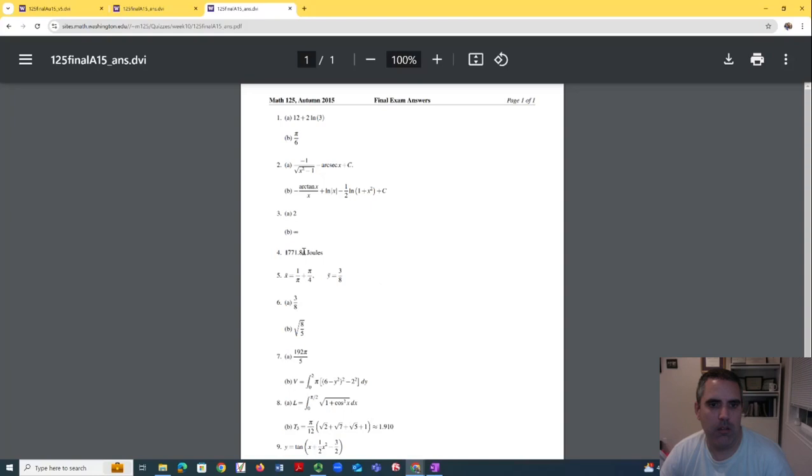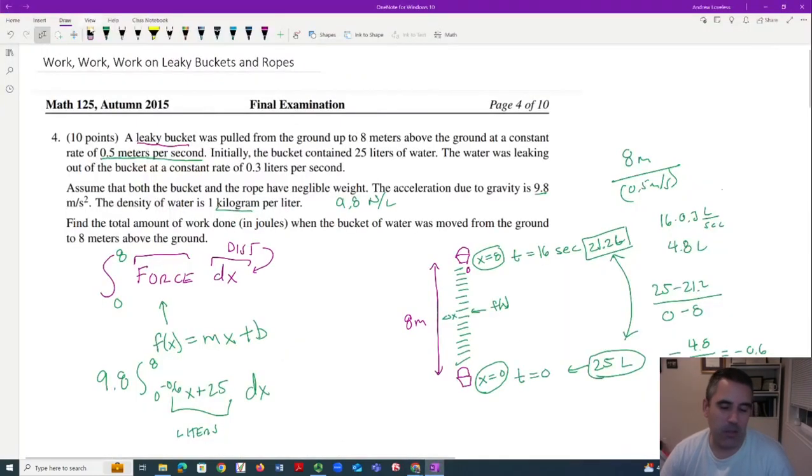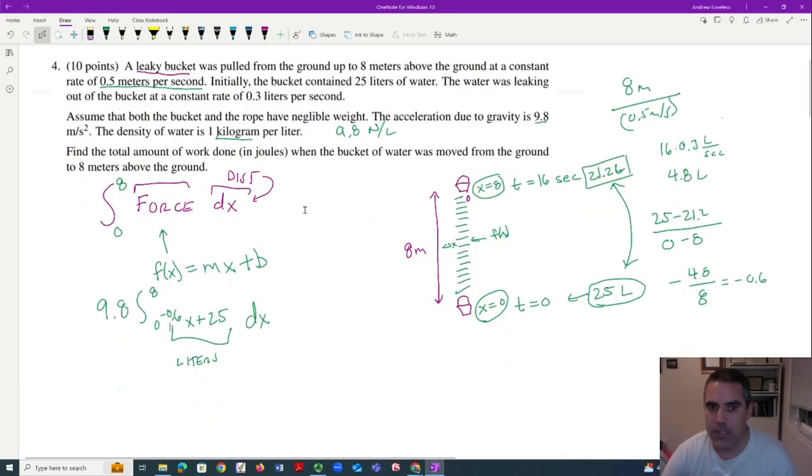There it is. Okay, was that hard? Yeah, it was a lot of information to sort through, but it was a problem where basically you just had to find the formula for force and you were done. That's what leaky bucket problems are about. The dx represents the distance.